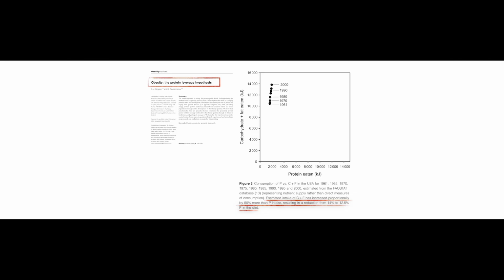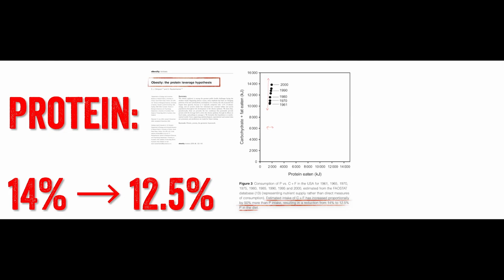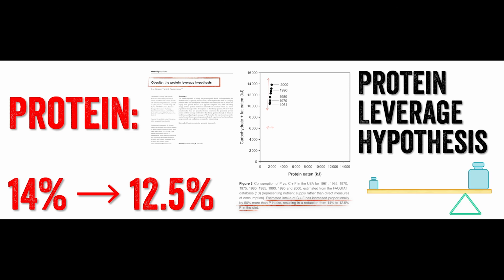Now, two researchers in Australia, Drs. Raubenheimer and Simpson, published this article about 10 years ago on their protein leverage hypothesis. They realized if you drop protein percentage from 14 to 12.5%, you have to eat about 15% more energy to get the same amount of protein, and that leads to obesity. And this explains a big percentage of the obesity problem in our country.